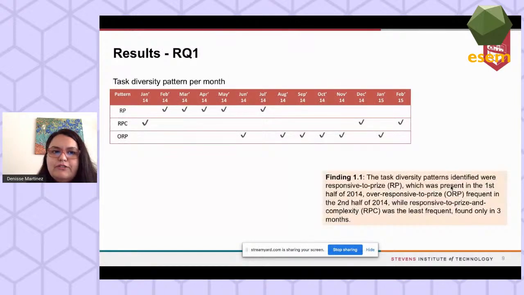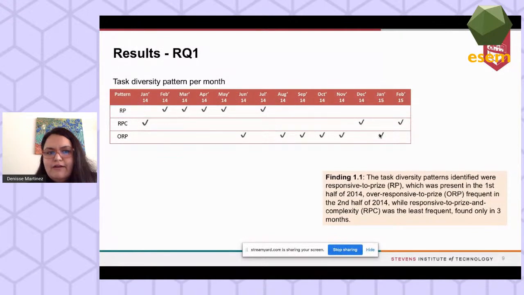So the results for question number one, in this case, we were studying how these task diversity patterns were over this time period. And what we found is that responsive to price pattern was found in February, March, April, May, and July of 2014. Responsive to price and complexity was found in January 2014, December 2014, and February 2015. And over responsive to price was found in June, August, September, October, November 2014, and January 2015.